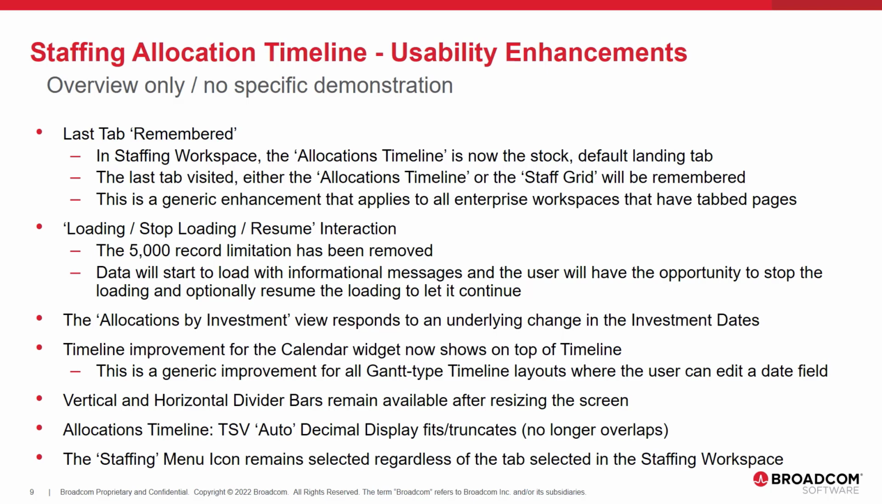In 1602, with the introduction of the Auto Decimal View option, the per-period numbers displayed up to 5 positions. In the Allocations timeline, the numbers showed overlapping. This has been corrected and the numbers no longer overlap. The selected state of the Staffing Workspace menu icon now remains selected, regardless of the current tabbed page selected.